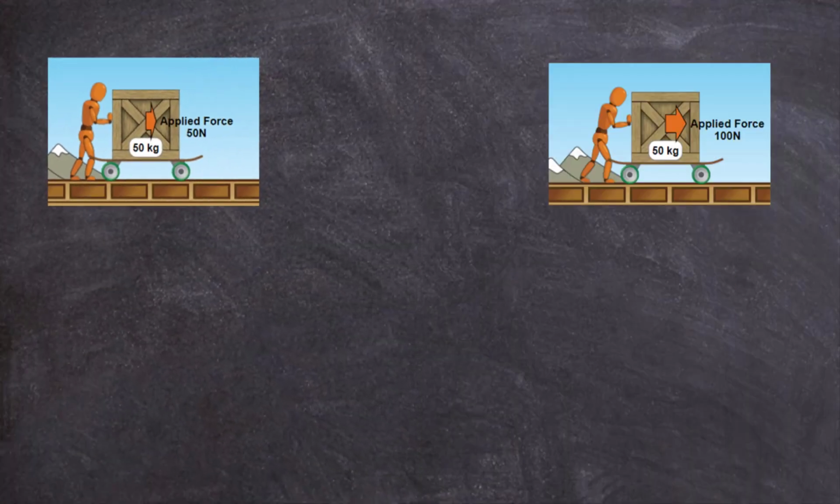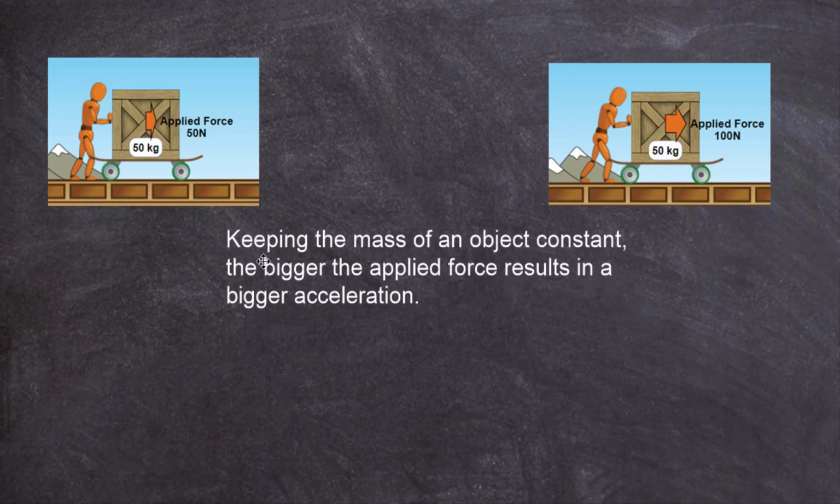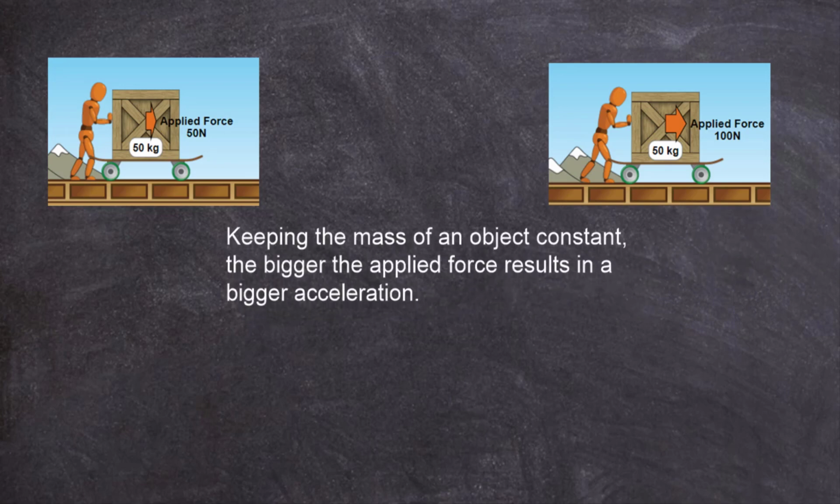So the results of our simulation gave us the following. When we have a constant mass and we apply a force to it, it will accelerate. If we increase that applied force, we know the acceleration is going to become bigger. So we can come to this conclusion: by keeping the mass of an object constant, a bigger applied force results in a bigger acceleration of that object.